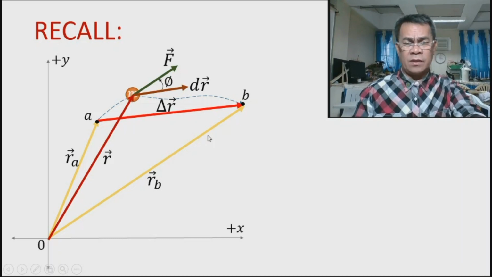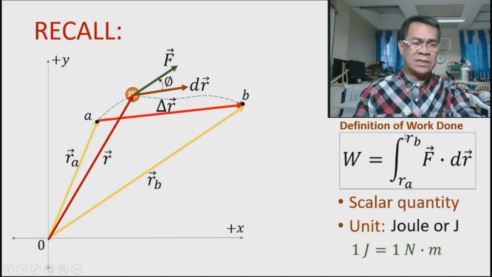So calculating work done, it should be the dot product of the force and the infinitesimal change. Take note, this is infinitesimal, so work done should also be infinitesimal. Integrating both sides, this is the result. This is the definition of work done: the integral from the initial position to the final position of F dot dr, a dot product. Again, this is a scalar quantity. The unit is the joule, or big letter J, and 1 joule is 1 newton meter.